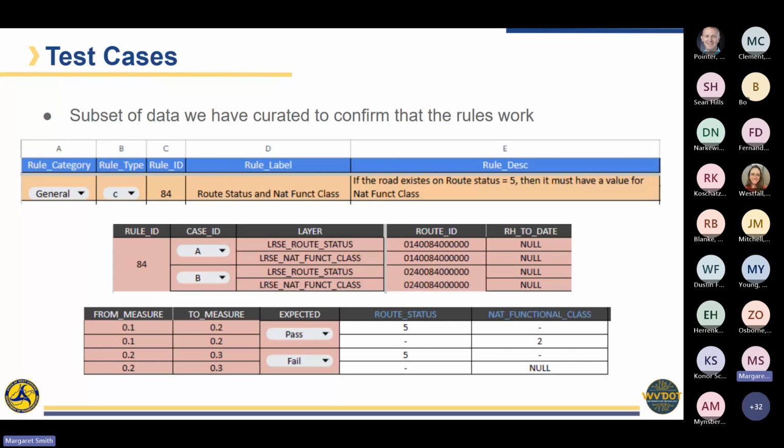The expected column is to determine whether or not we expect that rule to pass or fail, and so to keep track of false positives and false negatives. This data here is what corresponds to the layer, and that's why you see the dashes and you see the null. But they are to confirm that the fake data we are putting in is working as it should.